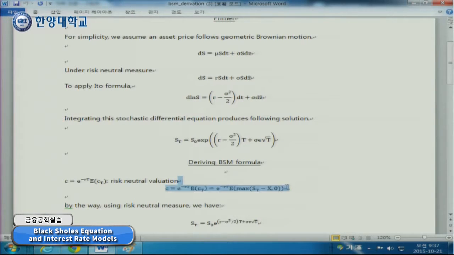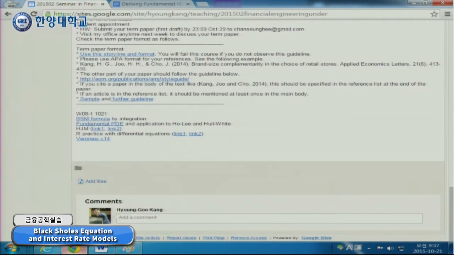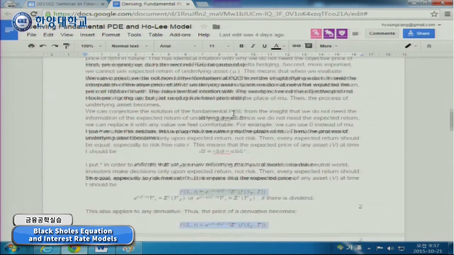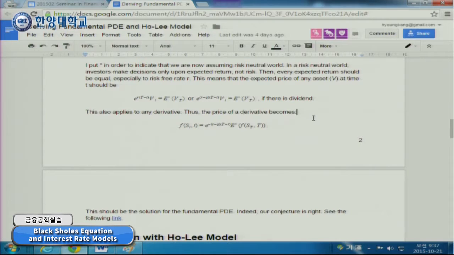자, 이게 솔루션이라 그랬잖아, 이게. Okay, let's review. We know this is the solution, right? Because of this fundamental PDE. As I explained, we know that in the risk neutral world, as I told you, we can go to the risk neutral world and get the asset price, and that is the real asset price.